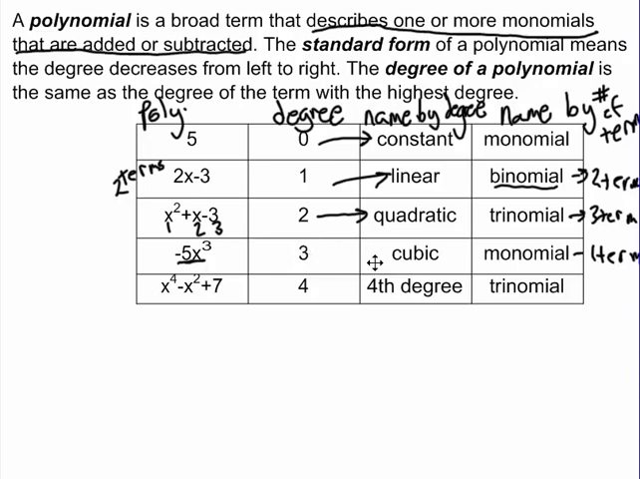And the degree is 3, so it's a cubic. Okay? This one, there are three terms. It is separated by plus and minuses, which makes it a trinomial. Okay? And fourth degree, no fancy word, just call it a fourth degree.